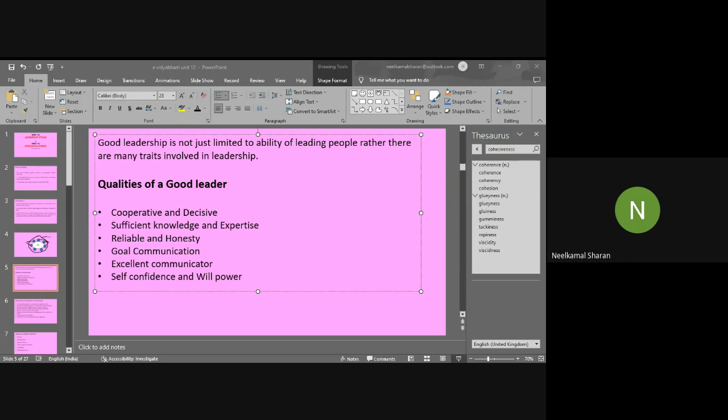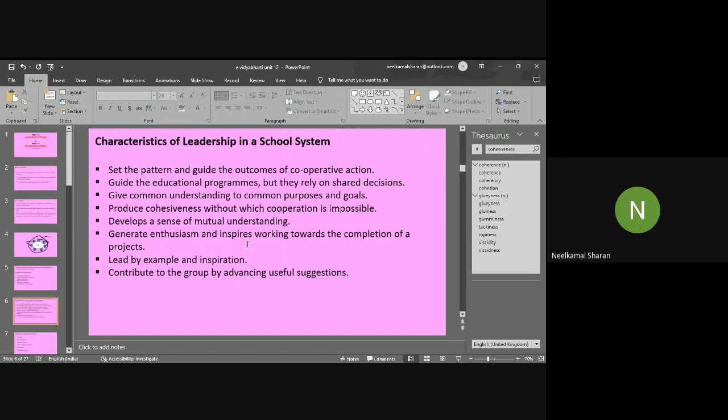See, as I have already said, leadership is a cooperative action, isn't it? Do you agree with me that leadership is a cooperative action? Yes, ma, we agree. How? Then tell me how this leadership is a cooperative action.